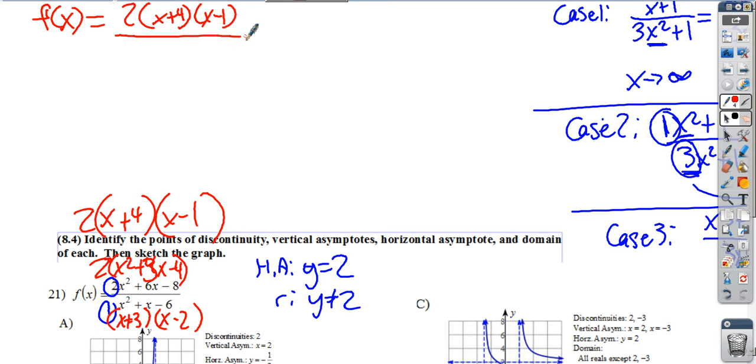And whenever we're doing these problems, what I would recommend as a first step is to factor everything and identify all the stuff they're telling you to identify here. Discontinuity, asymptotes, and so on. And I'll show you how to find those.